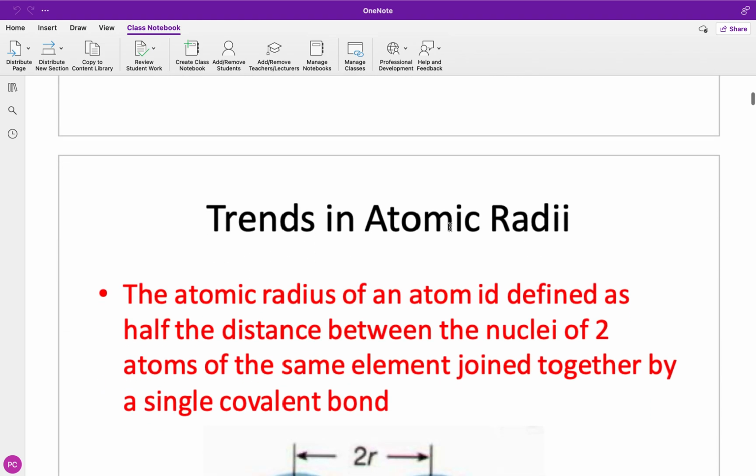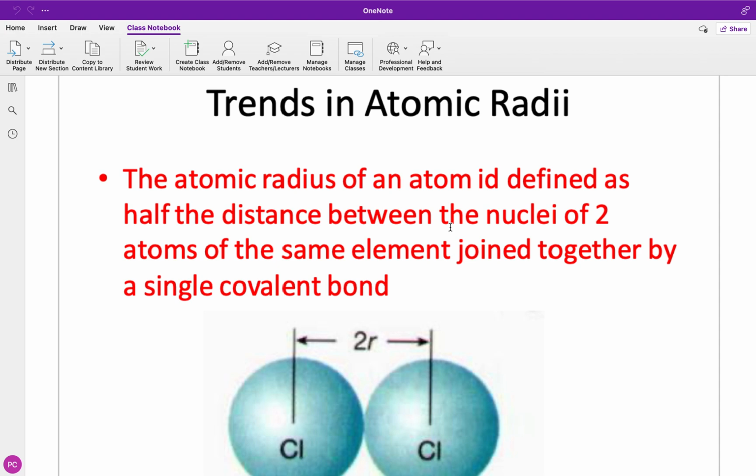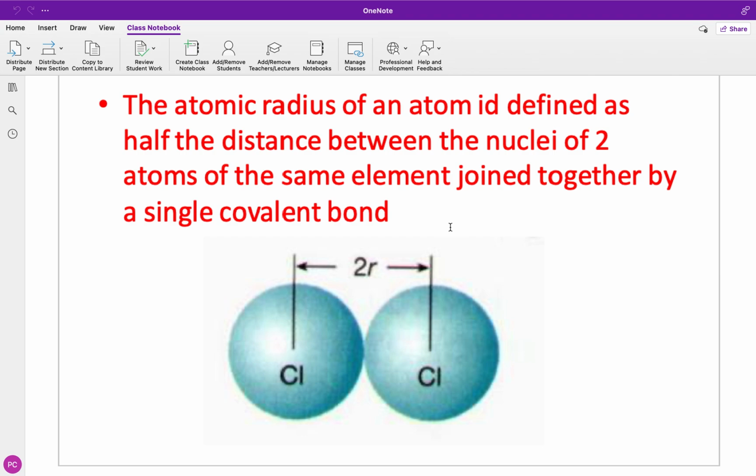Okay, so you have a couple of trends to look at. Number one is the atomic radii. You know in maths, radii is plural for radius. If you look, there are two chlorines stuck together, and there's a radius going in from each side. From the center of one chlorine to the center of the other would be two radii.